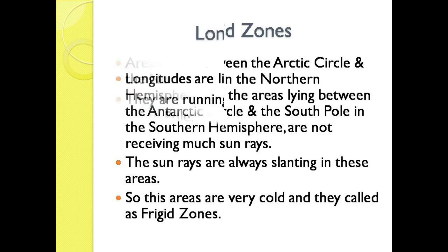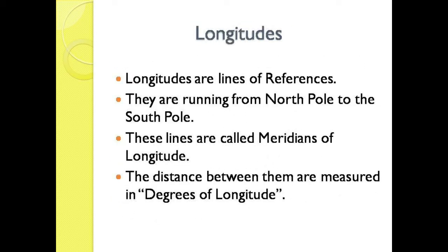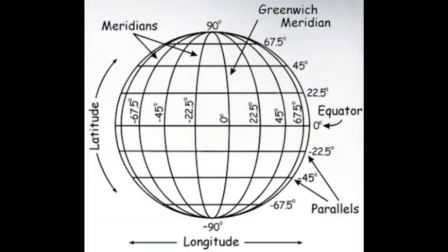Longitudes. Longitudes are lines of reference. They run from the North Pole to the South Pole. These lines are called meridians of longitude. The distances between them are measured in degrees of longitude. Each degree is further divided into minutes and minutes are divided into seconds.